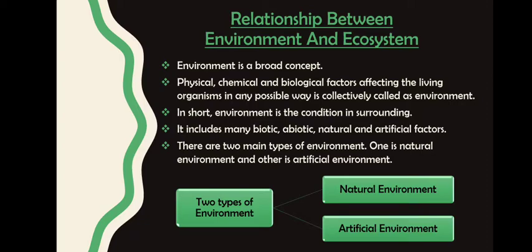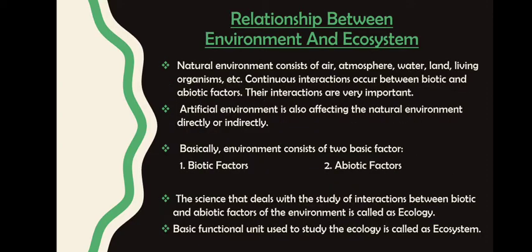These are the two main types of environments. One is natural environment, another one is artificial environment. Let us see. Natural environment consists of air, atmosphere, water, land, living organisms. Continuous interactions occur between these biotic and abiotic factors, and their interactions are very important. Artificial environment is also affecting the natural environment directly or indirectly.